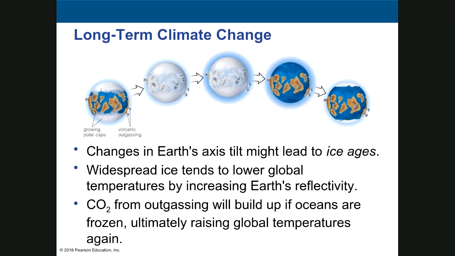So we can see that the Earth does go through these cycles. Changes to the Earth's axis tilt might lead to ice ages. Of course, these will lower global temperatures by increasing the Earth's reflectivity, and CO2 from outgassing will build up if oceans are frozen, ultimately raising global temperatures. So there's sort of a thermostat here.